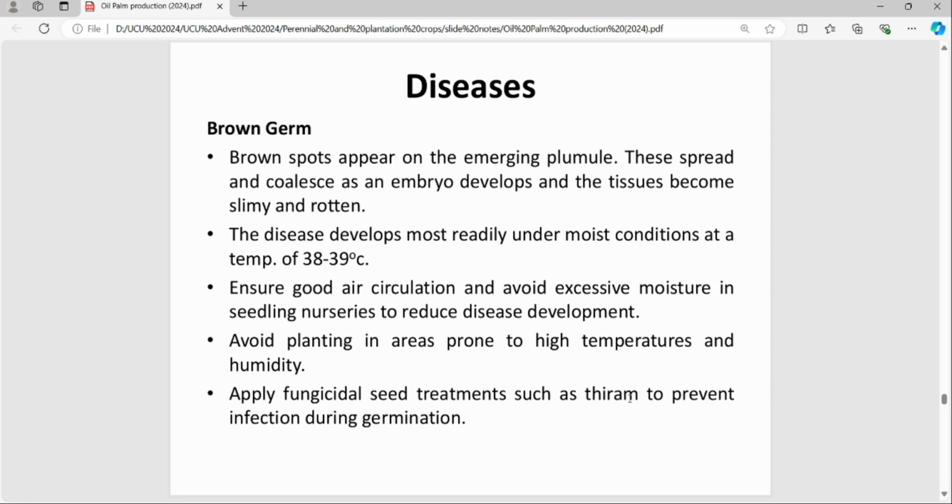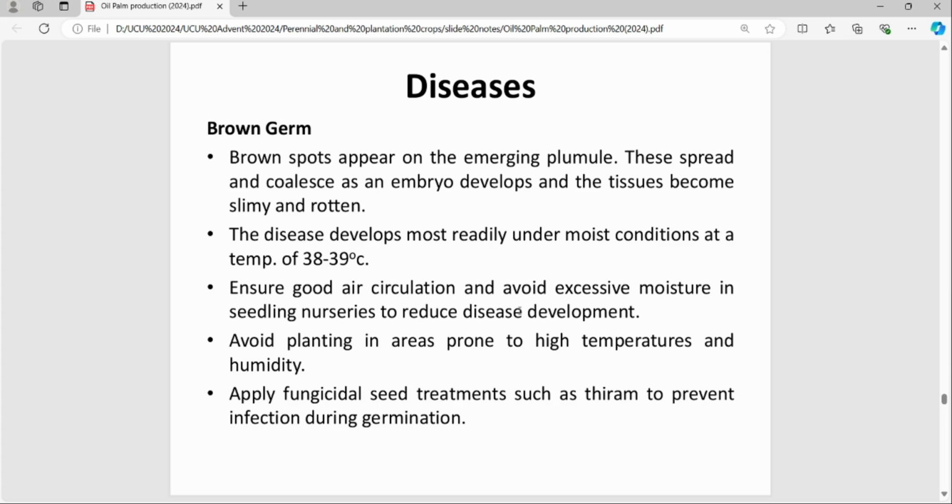Then we have brown germ, which is seen as brown spots that appear on the emerging plumule. This spreads and coalesces as the embryo develops and the tissue becomes slimy and rotten. The disease develops most readily under moist conditions and in temperatures that are between 38 to 39 degrees Celsius. So for you to reduce the disease, you ensure good air circulation within the garden.